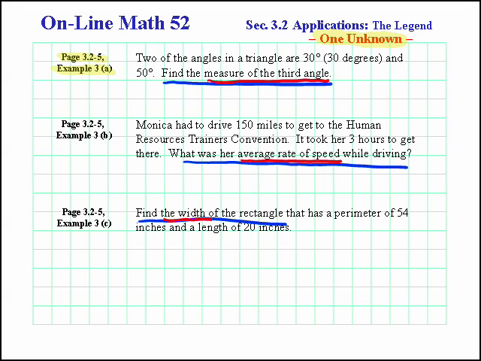As I said, we set up what's called the legend. And in the first example, we could say let x, I'm going to make that a little bit skinnier, I'm sorry, that's a little bit too thick to write. Let x equal the measure of the third angle. So this is the legend of our first example.